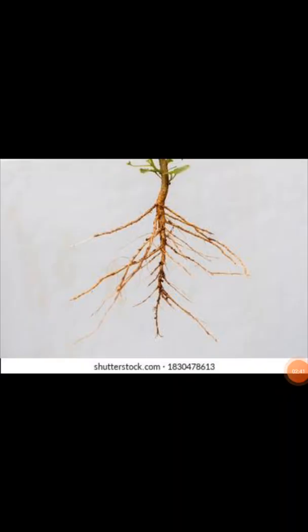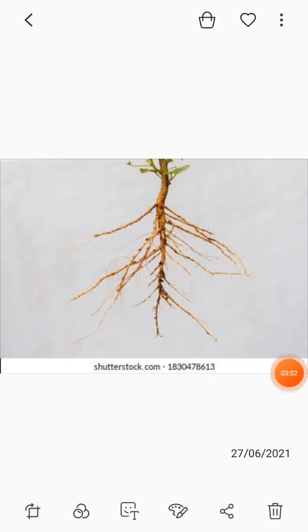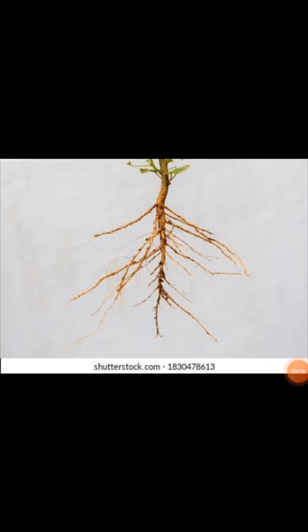Now we shall study about the roots of a plant. Roots are very important part of a plant as they help in fixing the plant firmly to the ground, thus giving support to the rest of the plant. This helps the plant from being blown away by strong wind.